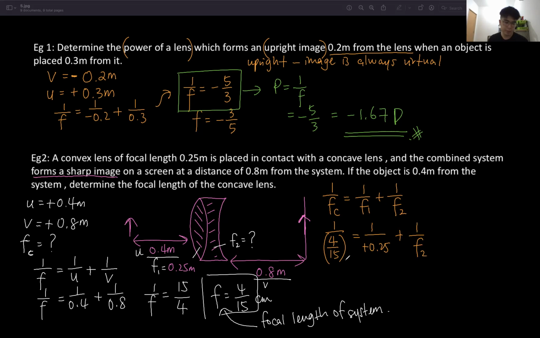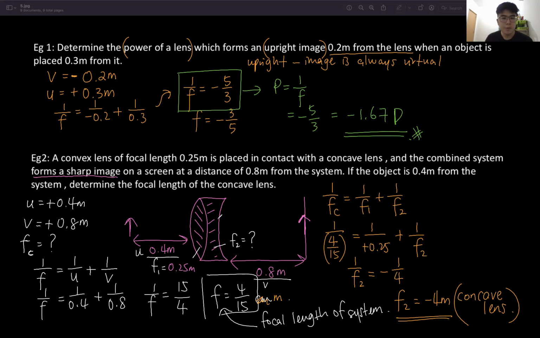Okay, so here we simplify this one. You will get 1 over F2 equals negative 1 over 4. F2 equals negative 4 meter. This should be meter, sorry. Okay, so F2 is minus 4. That means you know that this is a concave lens. It shows a negative sign. So using this method, we can find the focal length of the concave lens.